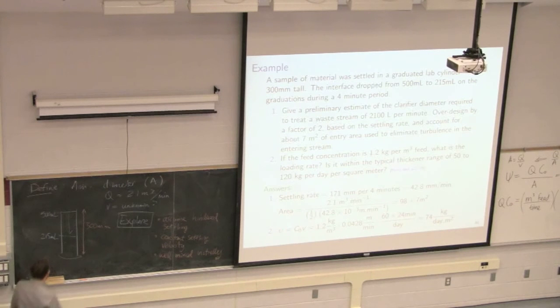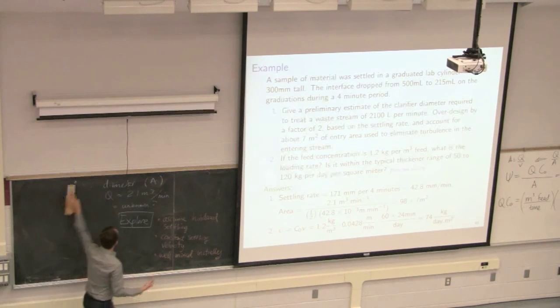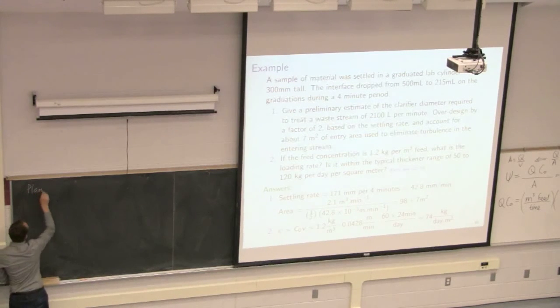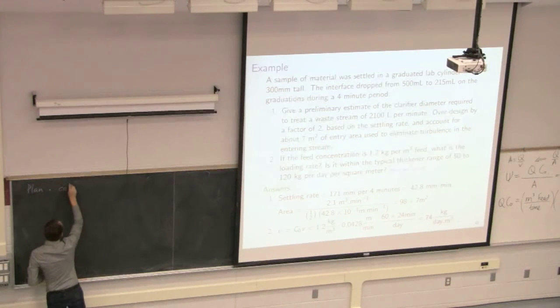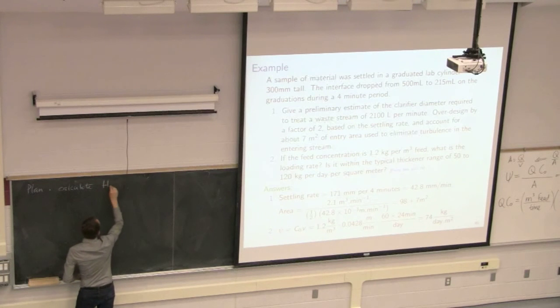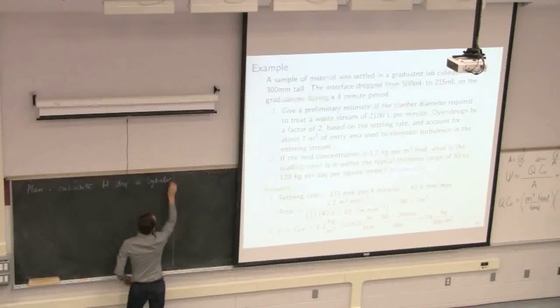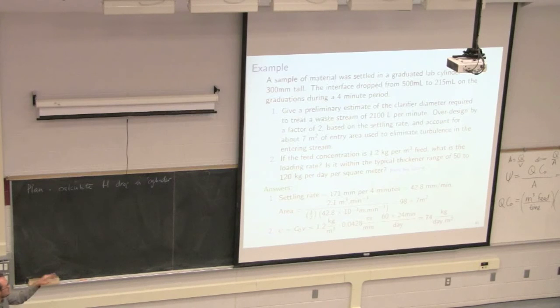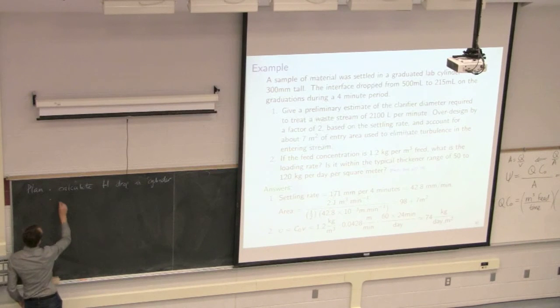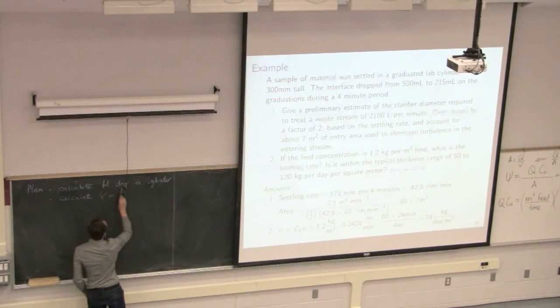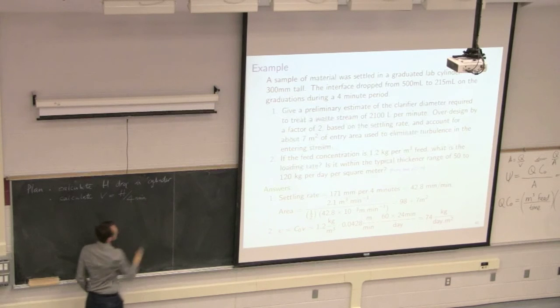Okay. So let's write up our plan then. I've done all the plan verbally there quickly. Let's just quickly look at some bullet points for the plan. Calculate the H drop, the height drop in the cylinder. Okay, that's very easy. You can just use a ratio over there and show that it's 171 millimeters that it dropped. Once you calculate the H, the height dropped, calculate the velocity, which is equal to H divided by 4 minutes. Over design.